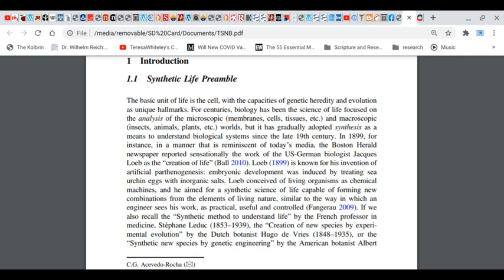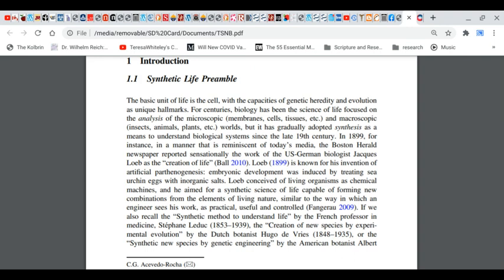In 1899, for instance, in a manner that is reminiscent of today's media, the Boston Herald newspaper reported sensationally the work of the U.S. German biologist Jacques Loeb, and I'm probably going to butcher some of these names as we go through this, so you'll forgive me, I hope. As the creation of life, Loeb is known for his invention of artificial parthenogenesis. Embryonic development was induced by treating sea urchin eggs with inorganic salts.